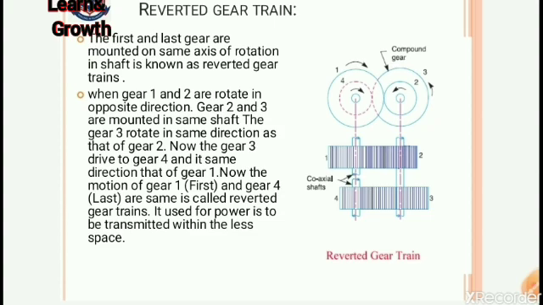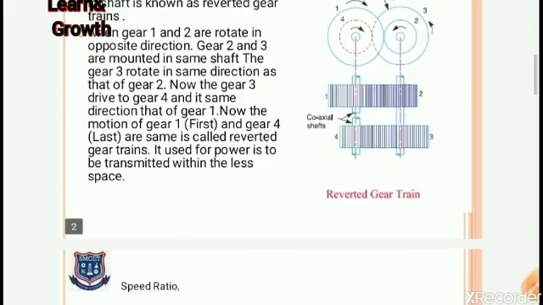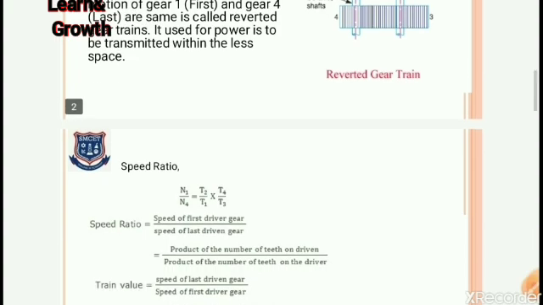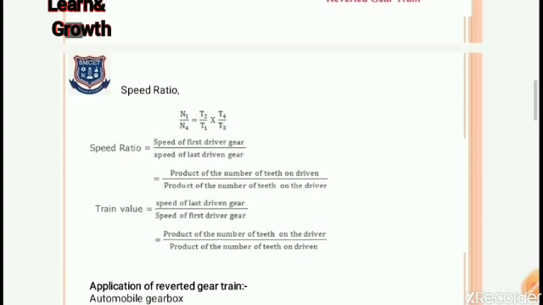Basically, reverted gear trains are used where less space is available, and where power transmission is required in a limited space. So we can use the reverted gear train.